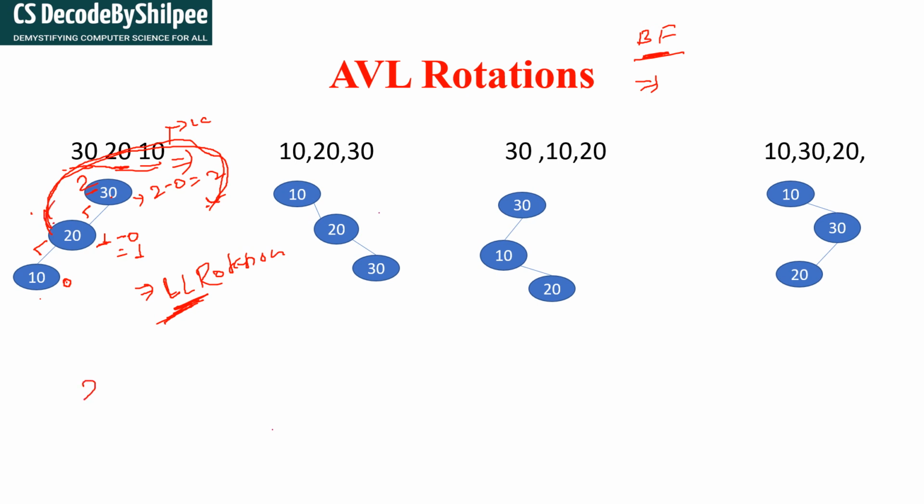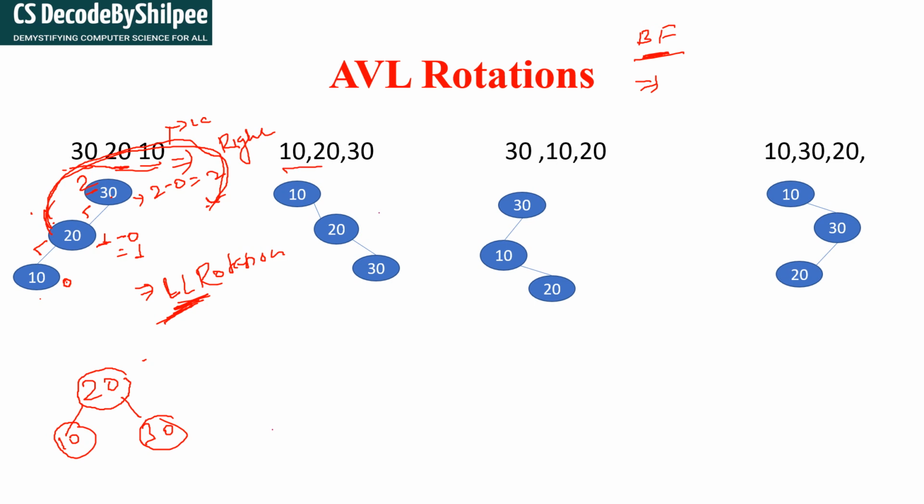So 20 will come up, and 30 will go to the right, because I have performed this right rotation, right? So 20 will come up and 30 will go down, and 10 is as it is. I will complete. So this is called LL problem.